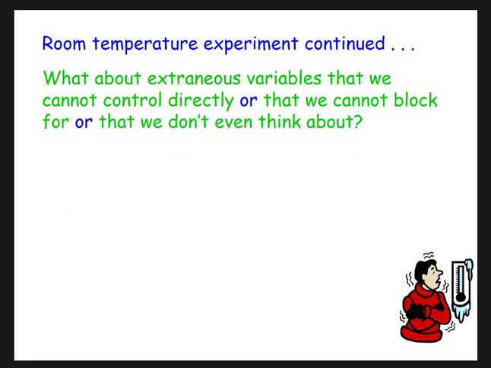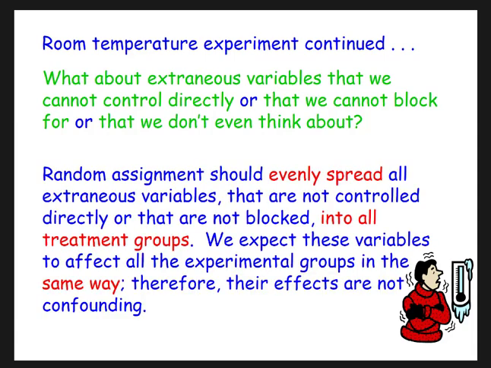What about extraneous variables that we cannot control directly or that we cannot even account for or didn't even think of? Randomly assigning items from the population into samples usually evenly spreads out those variables so that they cancel each other out. We can't control them, but we can kind of spread their effect out through the data so it doesn't have any significant effect on one group or another. We would expect them to affect each group in the same way so that their effects cancel out.